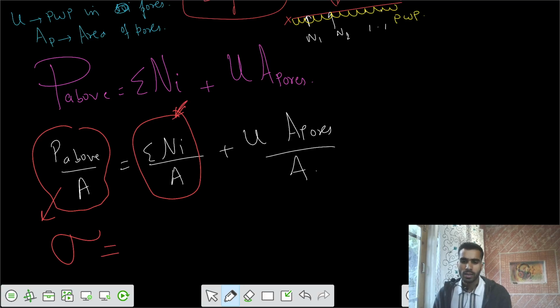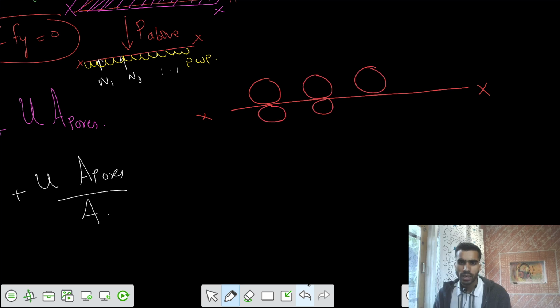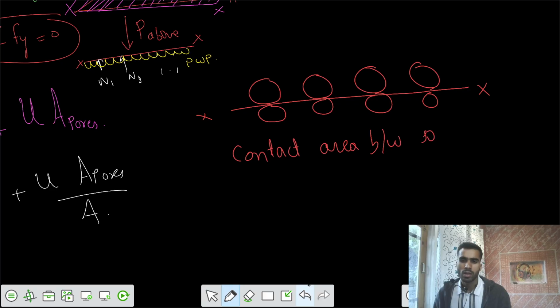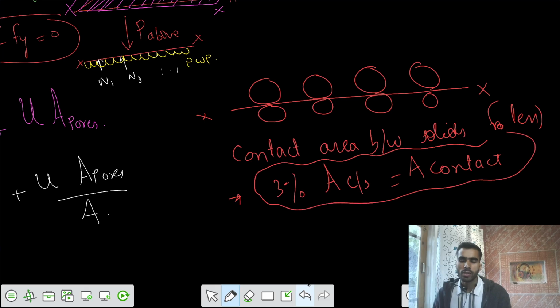We have this cross section XX, and at this point, let's say this is the contact between the soil particles. This is the contact between the soil particles. We say that the contact area between the soil solids is very small. We have seen that it's almost 3% of the total area of the cross section. We say that the total area of the contact is only 3%.